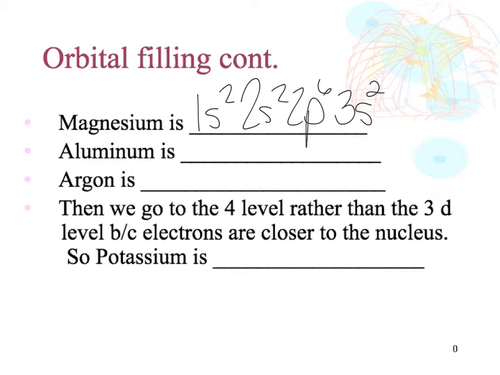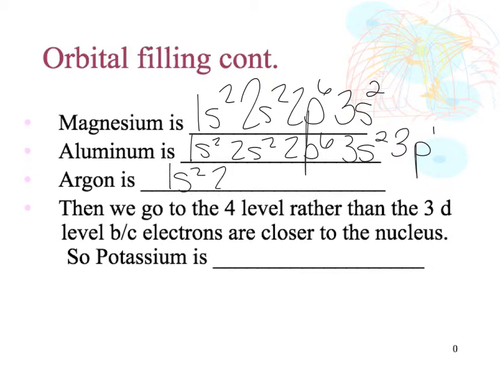All right, aluminum: 1s2, 2s2, 2p6, 3s2. We need a place for one more because aluminum has 13. And so the s is filled, but 3 also has a p. It also has a d, so we'll consider that. I only need one more to go in there, so it's going to be 3s2, 3p1. That will be aluminum's.